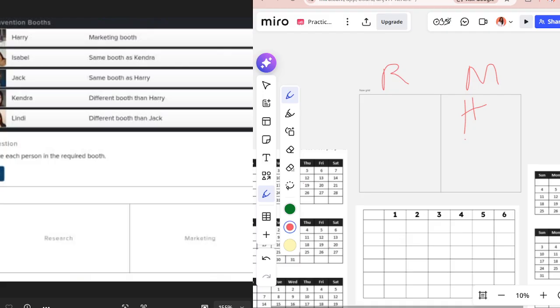So Jack is in the same as Ari, right? Kendra is different from Ari, so that means Kendra is in research. And Isabel is in the same with Kendra, so this is here. Lindy is different from Jack, so Lindy is here. Voila, we are done. Next question.